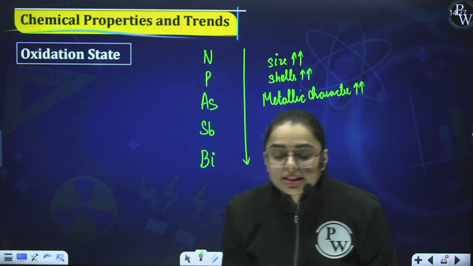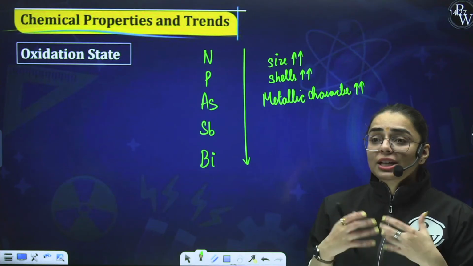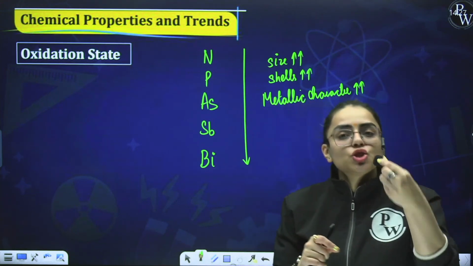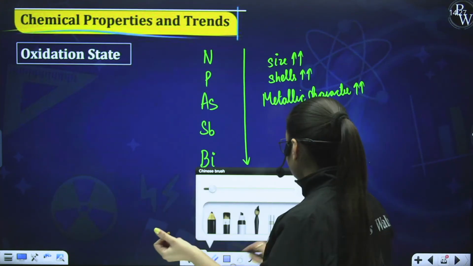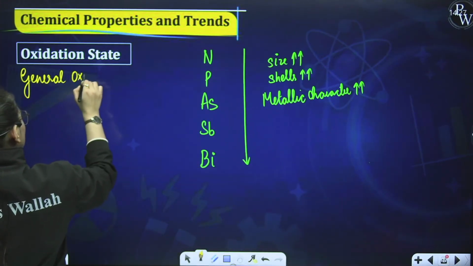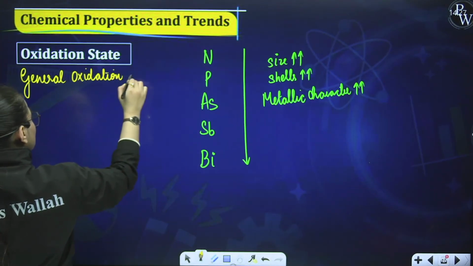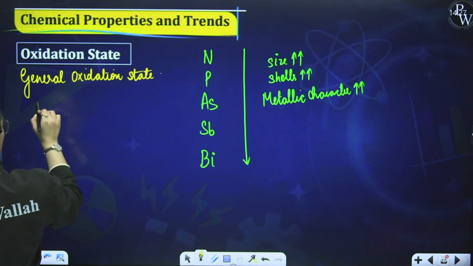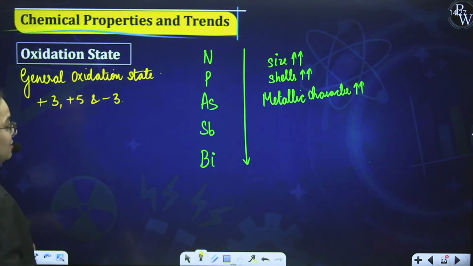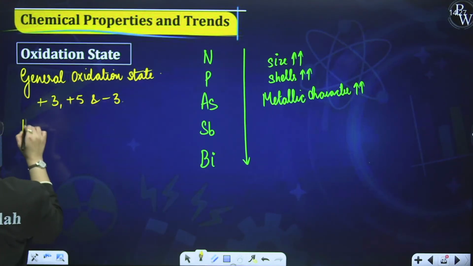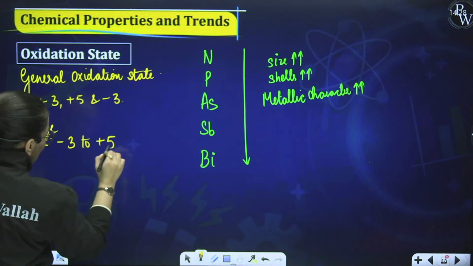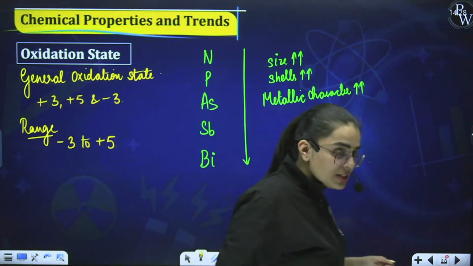The oxidation state. What is oxidation state? How will you define oxidation state? Oxidation state basically is a charge on a particular atom. Now, do remember this. The general oxidation states are +3, +5 and -3 respectively. These are the general oxidation states. And if they ask you the range of oxidation state, the range lies between -3 to +5 with respect to nitrogen.